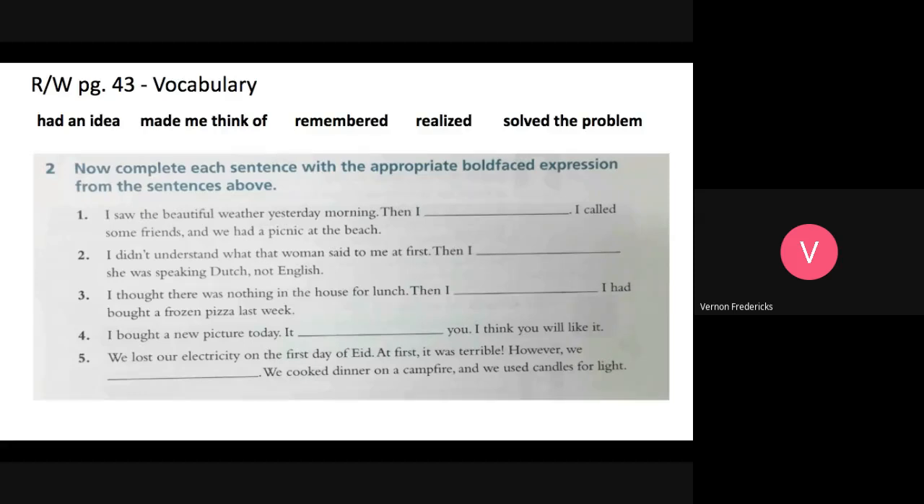And number 5, obvious, yeah? We lost our electricity on the first day of Eid. At first, it was terrible. However, we solved the problem. We cooked dinner on a campfire and we used candles for light. Okay, students, wonderful if you got that right.